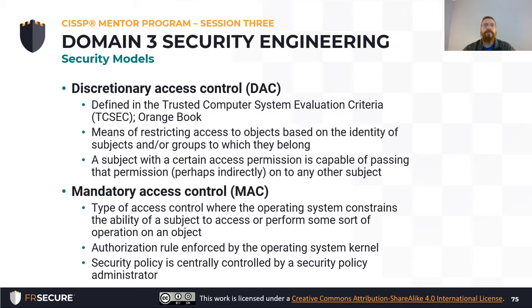Mandatory access control. The operating system constrains the ability of the subject to access or perform some sort of operation. Authorization is enforced by the operating system kernel, and it's centrally managed by a security policy administrator. That last one is key. It's kind of the trick, I think. Mandatory is enforced by the operating system, and it's centrally controlled. That's kind of the easy way to remember that. Discretionary is your Orange Book.